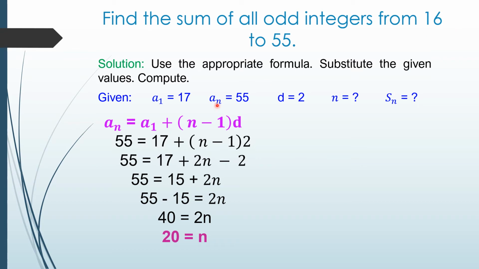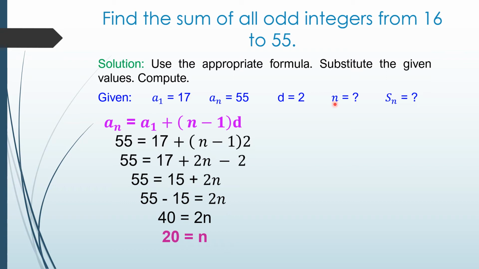How about the nth term or the last term? In this given question, the last term is 55. Kasi ang tanong naman ay mula 16 hanggang 55. Kaya pwede natin kuhanin si 55 kasi 55 is an odd integer. Ang common difference natin ay 2. Bakit 2? Kasi lahat naman ng odd integers or ng odd numbers ay dinadagdagan natin ng 2. Kaya siya ang common difference.